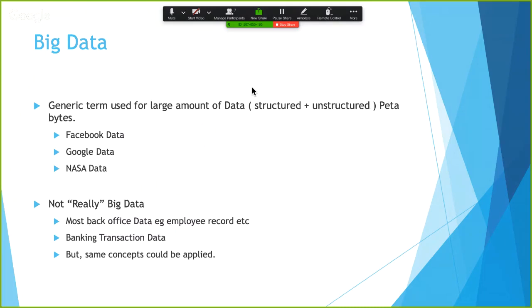Take an example, most back office data, employee records, banking transaction data, insurance company data. The majority of enterprise data is not necessarily big data, although the same principle could be applied. Why am I saying this? Because they still have mostly highly structured data. I'm talking about back office data. You have employee records, age, date of birth, salary, and all those things. How much will it be? Even if you have millions of employees, it will be only a bunch of gigabytes of data.